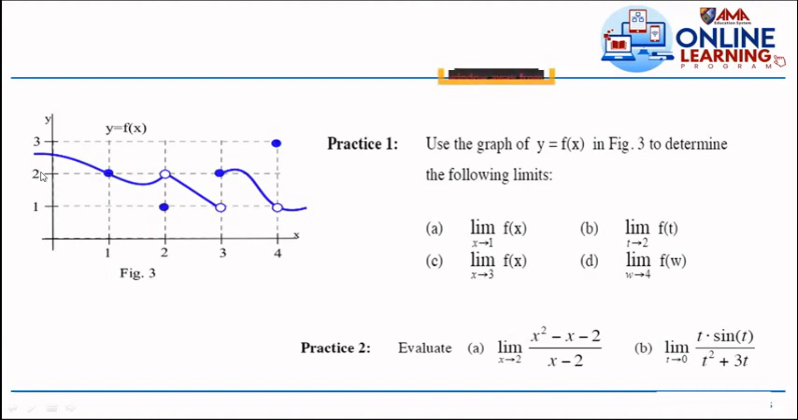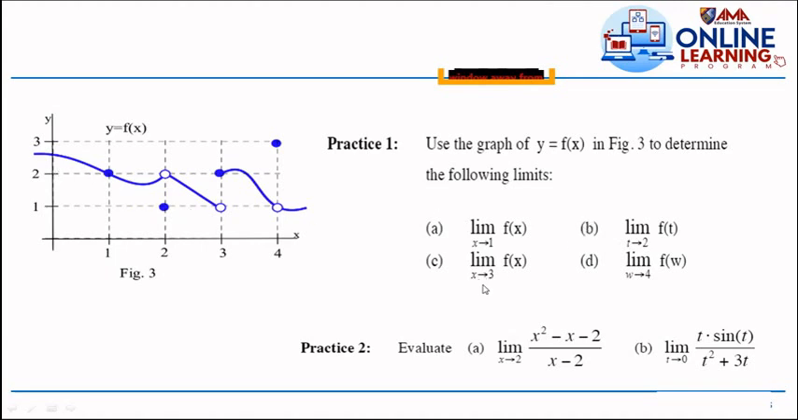So next, we have letter B, the limit of the function of t as t approaches 2. Project it upward, project it to the left, the answer is still 2. The point here is an irrelevant limit. As t approaches 2, our answer is still 2 for letter B. So it is not 0.